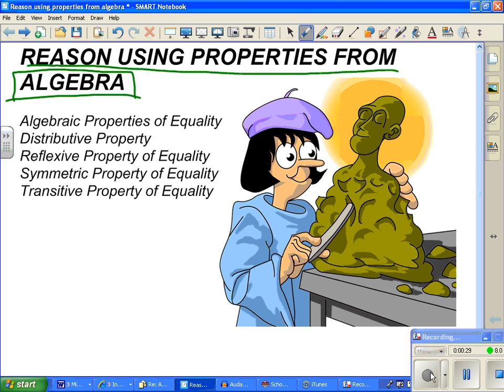Okay? So the first thing we're going to need to talk about: algebraic properties of equality, distributive property, reflexive, symmetric, transitive properties. All these properties, what they mean and how we use them. Okay, so let's go ahead and get started.